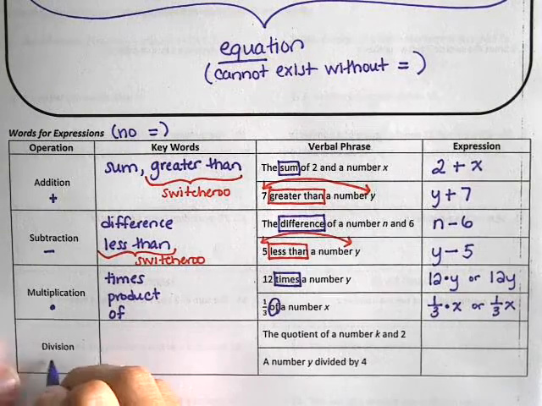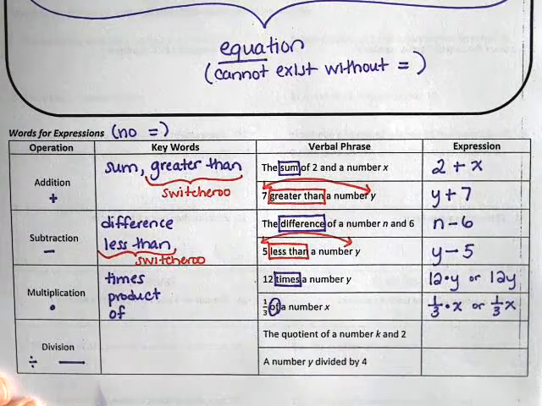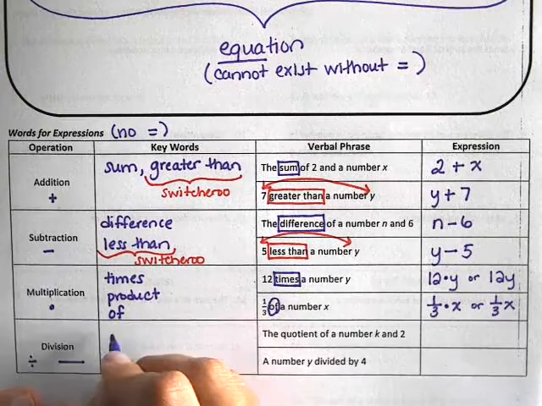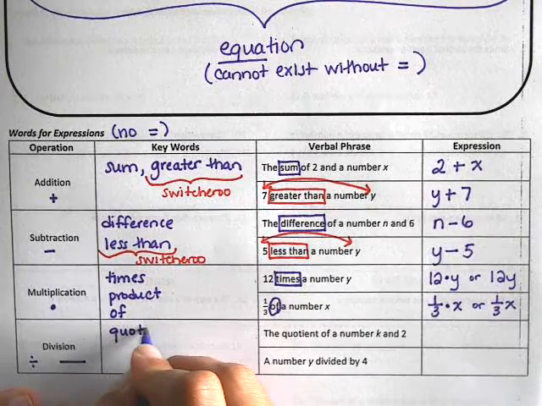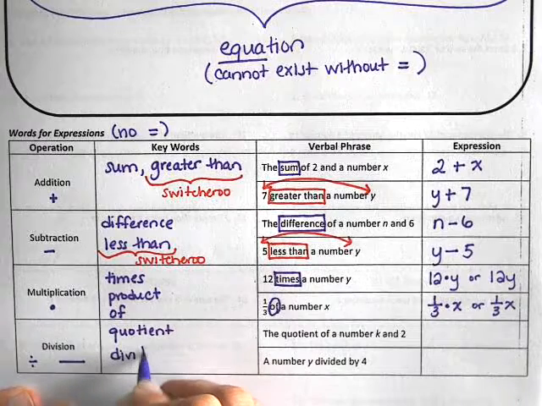Last but not least, we have division. Now I will tell you that in this class, we usually write division as a fraction. So here are some words that mean division. Quotient and divided by.